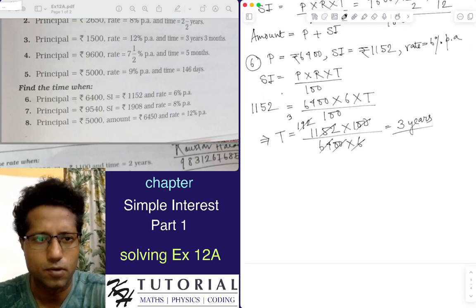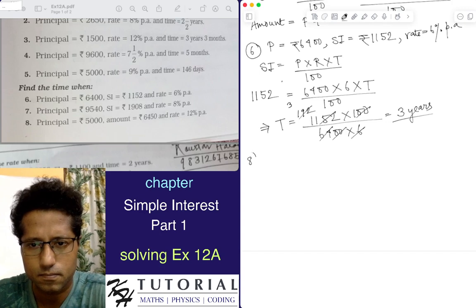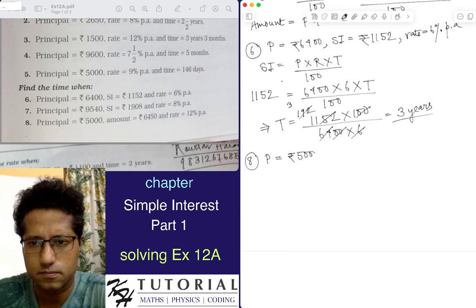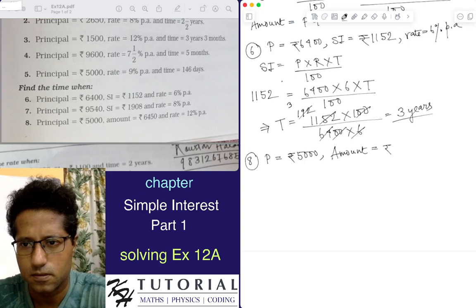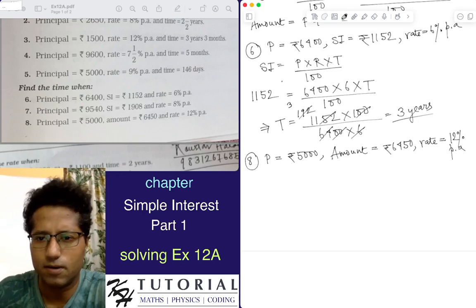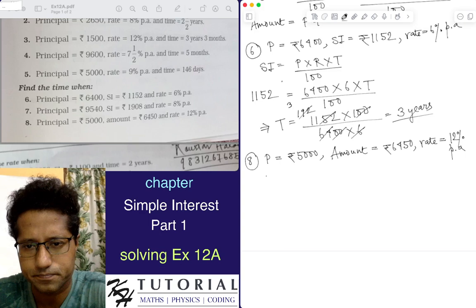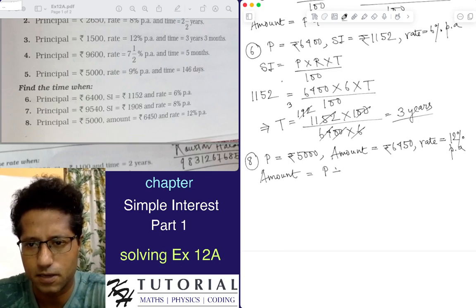Let's see problem number 8. P is given to be 5,000. Amount is given. Amount is given to be rupees 6450, and the rate is given to be 12% per annum. Now amount and P are given. Now we know from the second formula, amount equals principal plus simple interest.